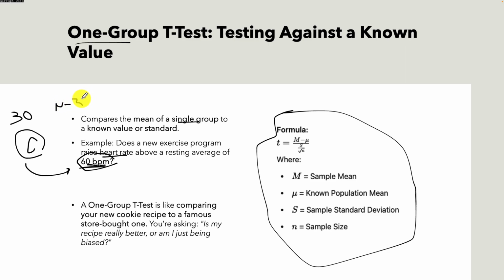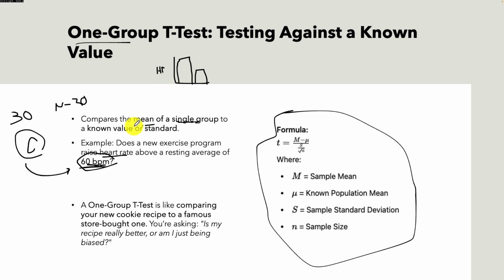And let's say I run a t-test, I do a one group t-test. Well, if I take that one group t-test and I compare it to this mean of 60 beats per minute, here is that known standard. And my exercise group, let's say, is up here. Let's say they're at 90 beats per minute. Well, this is heart rate, right? Here's my heart rate.